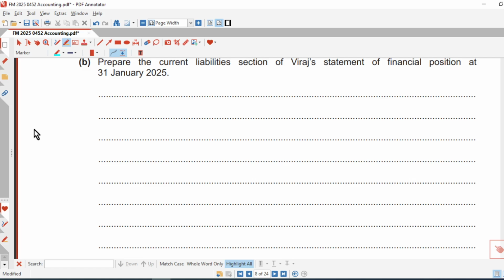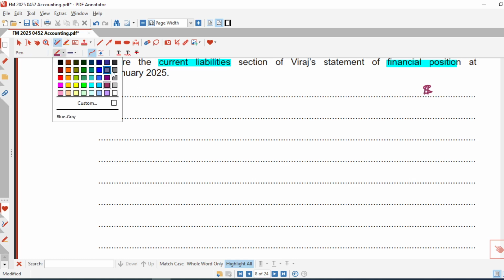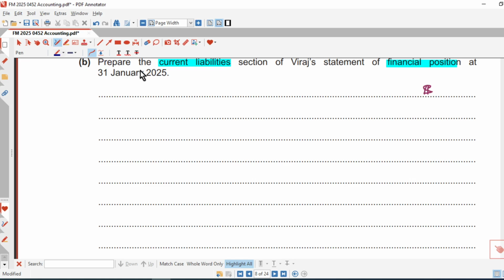Alright, so moving on, I'm going to discuss part B of this paper. Part B, we've been asked to prepare the current liabilities section of the statement of financial position at 31st January 2025. So you don't have to prepare the whole statement of financial position. You just need to prepare the current liabilities section.